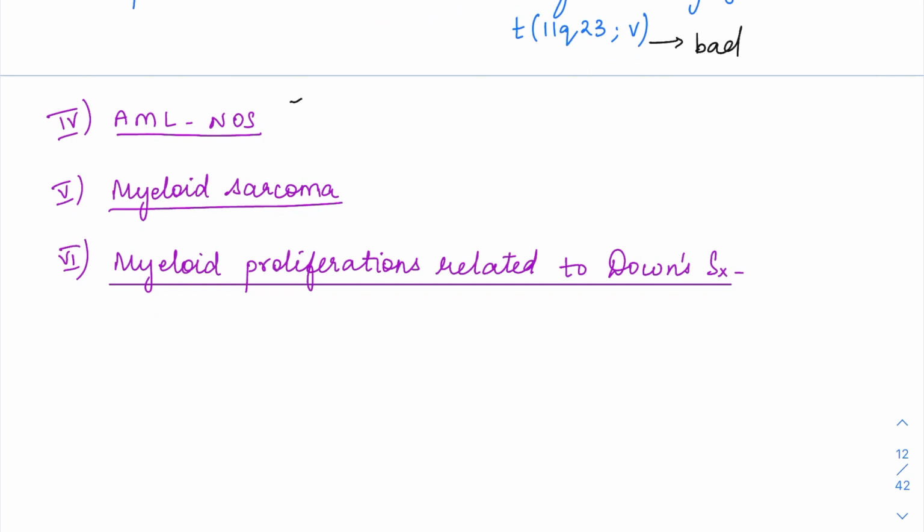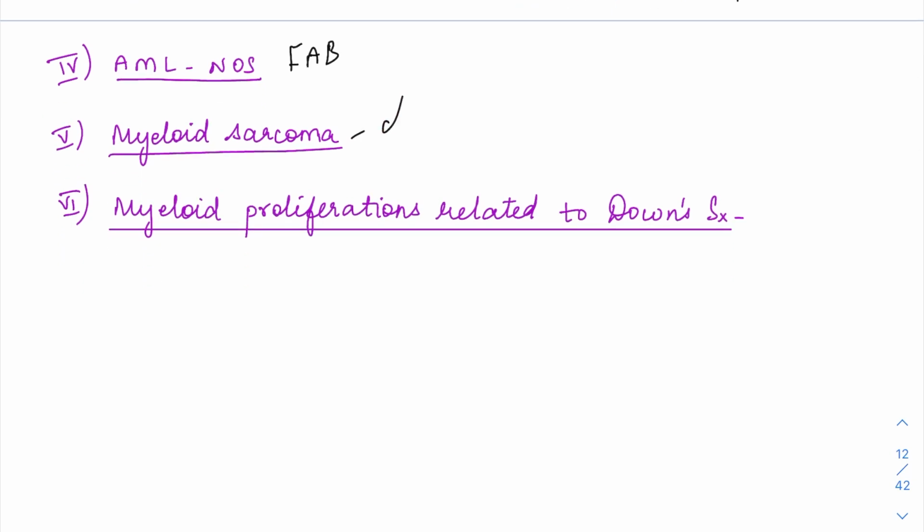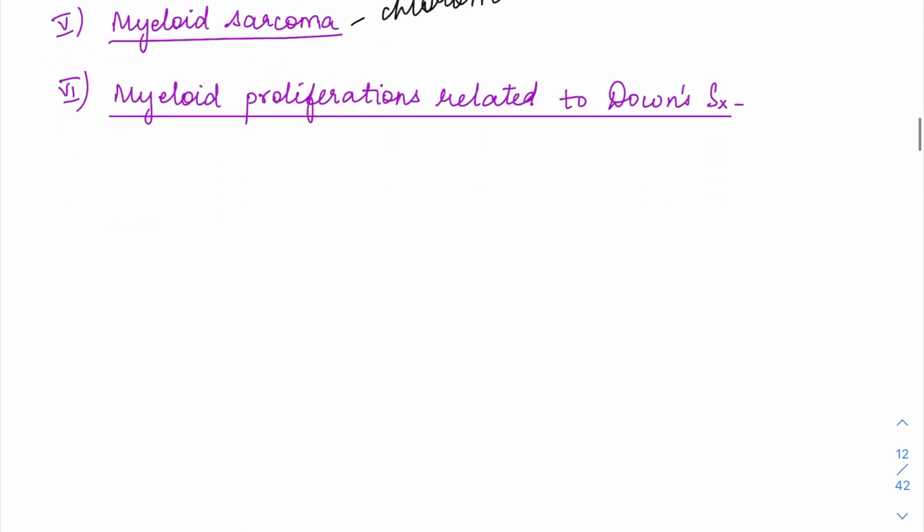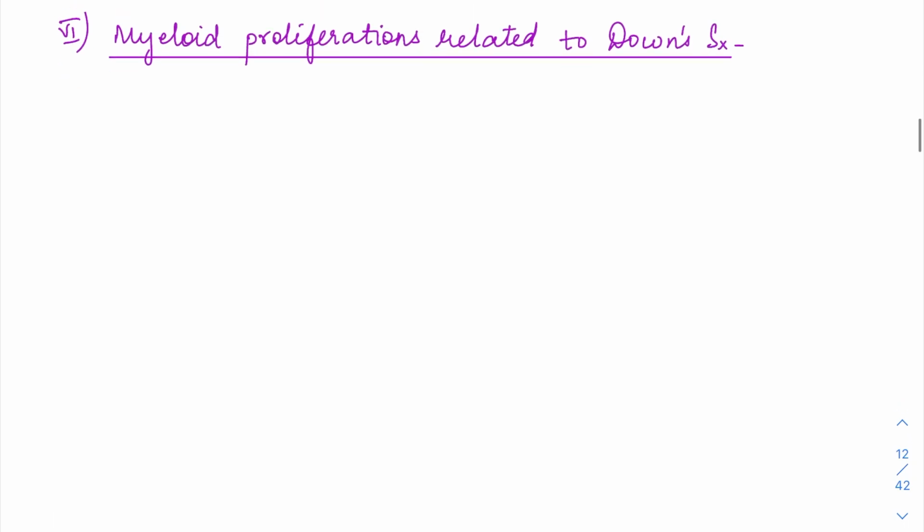Then the next category will be the AML NOS, which is basically the FAB classification. That is, they don't fit into any other category, so they are put into the NOS category, which is the FAB classification. Then the myeloid sarcoma, which is nothing but the chloroma. I already mentioned, if you see a chloroma, even without a blast percentage of more than 20% in the blood, you can still call it acute myeloid leukemia, because only myeloblasts are going to be present in the chloroma, right? Then the sixth category is the myeloid proliferation related to Down syndrome.